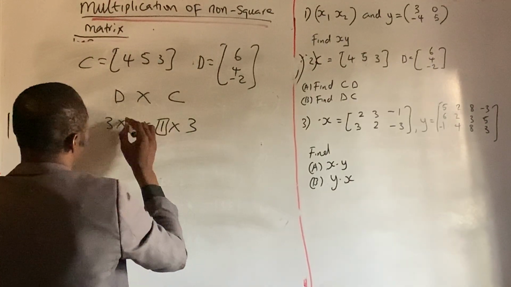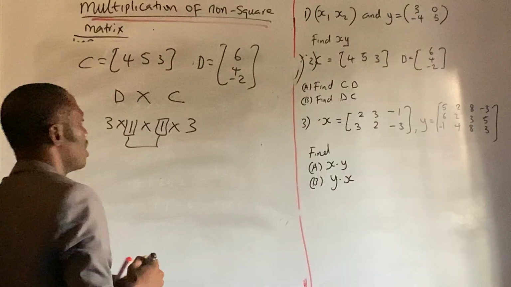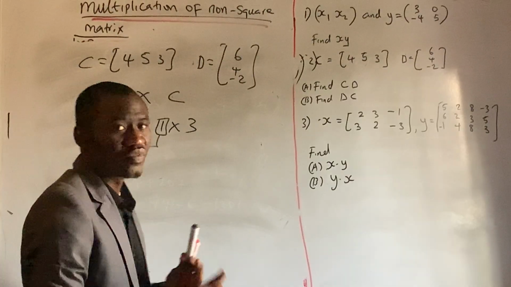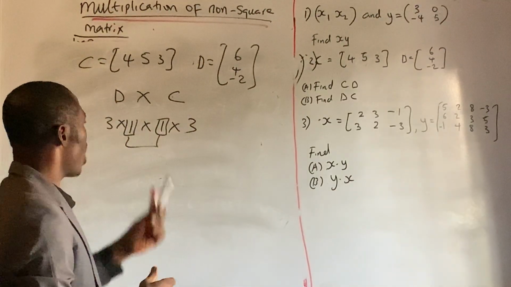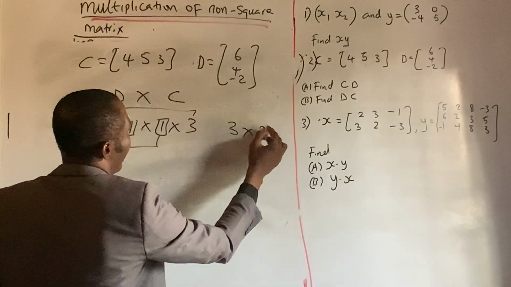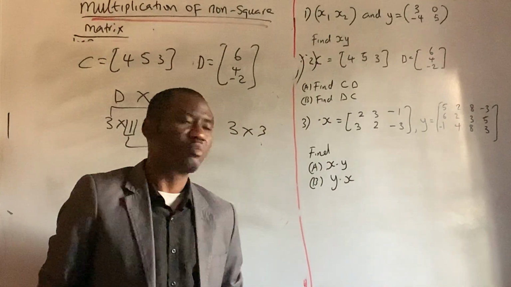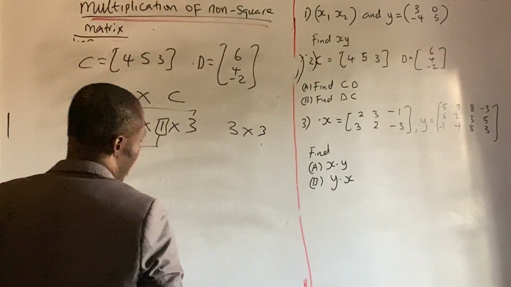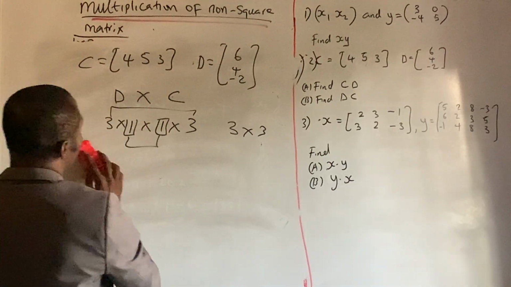All right, so this is possible, because the column of the first matrix and the row of the second matrix are the same. Then the order of the operation is 3 by 3. All right, let's solve the problem. Now, what we're going to do is, can we clean up the board? Let's clean up here.